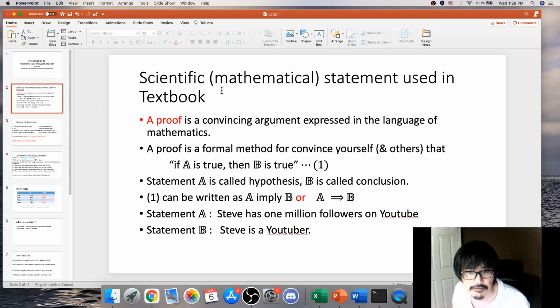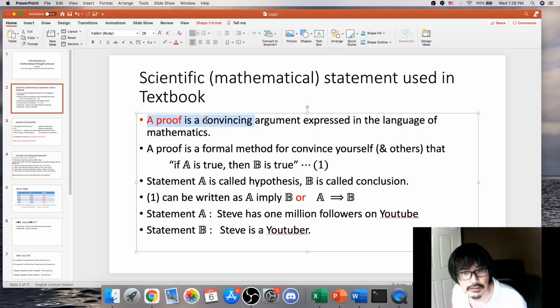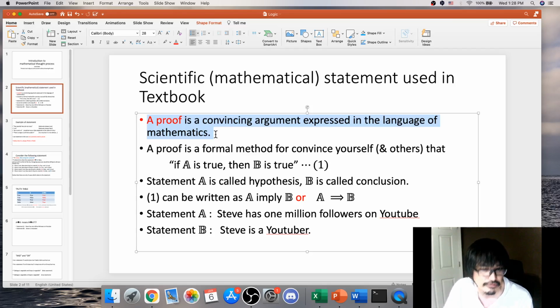So I think that is a good side of actually knowing these types of things. It's going to be brief, so bear with me on this one. A proof is a convincing argument expressed in the language of mathematics, and basically the proof is exactly what we do as physical chemists. We prove something.